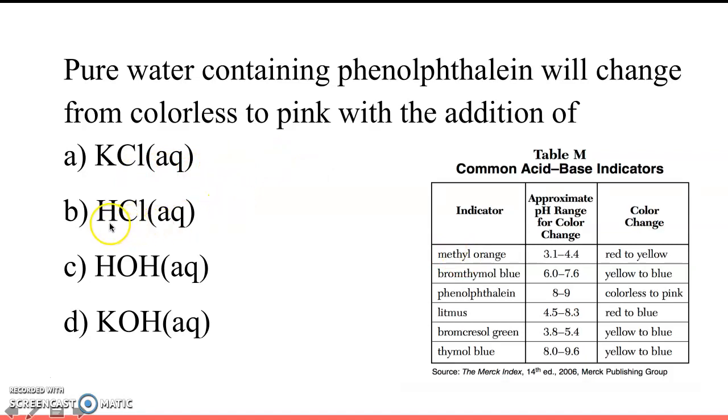HCl, this is an acid, so our pH would go down if we add this. HOH, another way to write water's formula, H2O. We have H plus and OH minus in equal amounts. This is neutral. It'll do nothing to our solution. And lastly, KOH. KOH is a base. If we add our base, it'll become more basic, increasing our pH to 9 so that our solution turns pink, making this our correct answer.